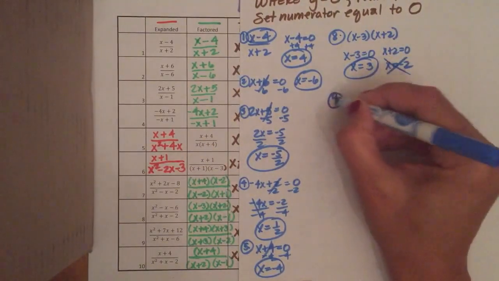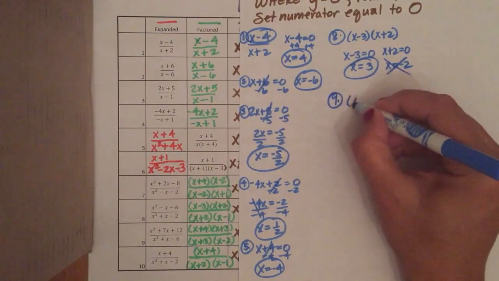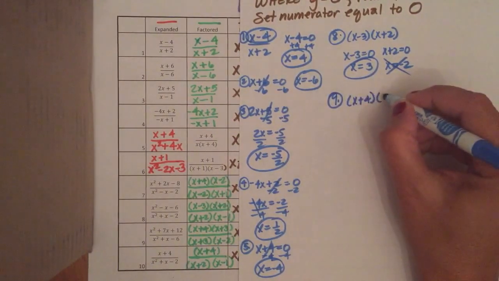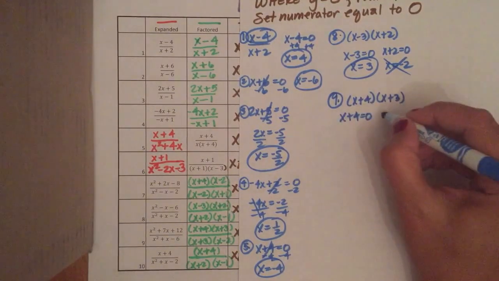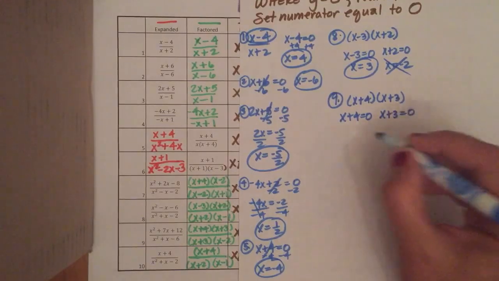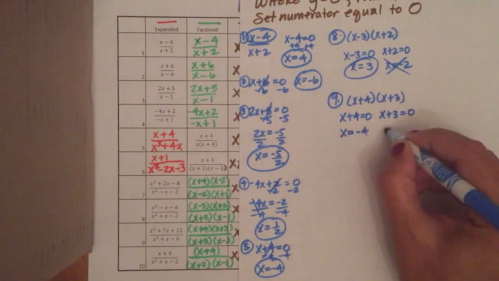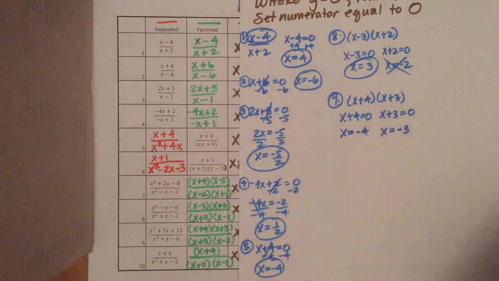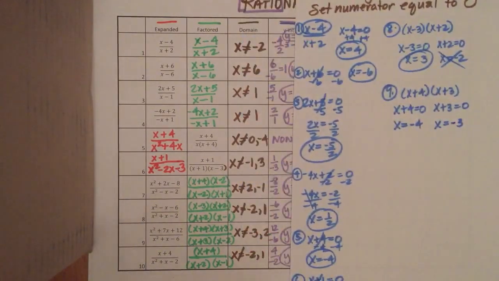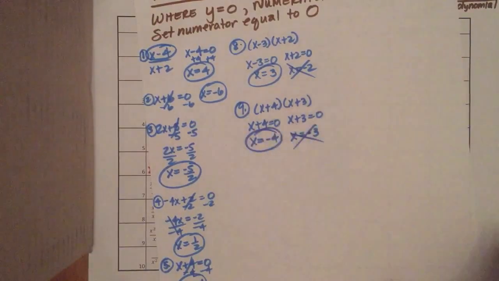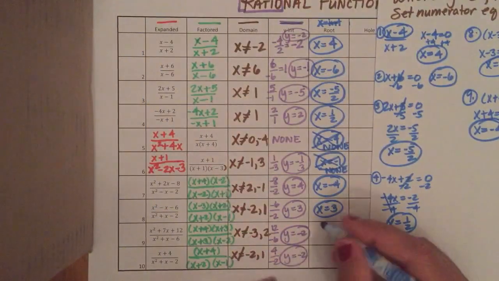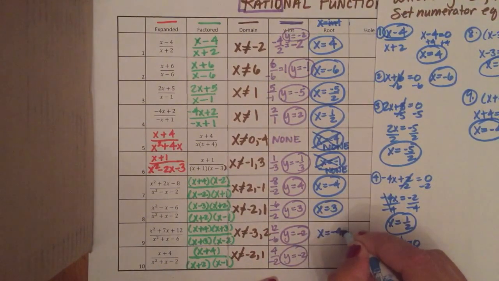So I'm going to put number 9 here. Number 9 is x plus 4 times x plus 3. So once again, I'm going to set x plus 4 equal to 0, x plus 3 equal to 0. So x equals either -4 or -3. Which one cannot be in the domain? -3. So that means that this is not possible, but -4 is. So your root is x equals -4.